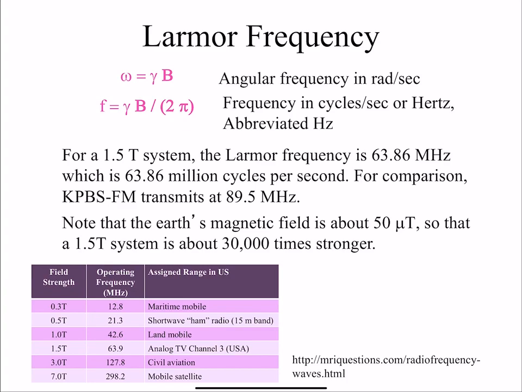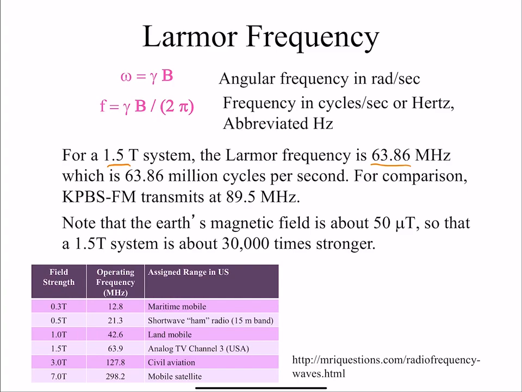Just to give you a sense of the frequencies: a 1.5T system is 63.86 megahertz. So if I put you into a 1.5 Tesla machine, your spins are precessing 63 million times per second. You can't really feel that, but they are doing that. If I put you in a 3 Tesla machine, they're going around 127 million times per second.